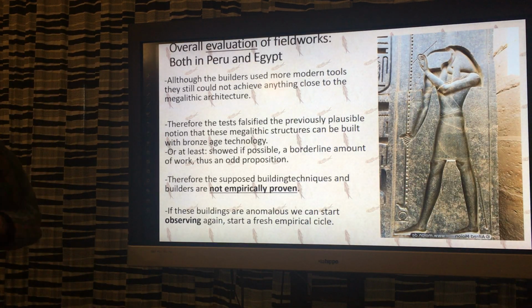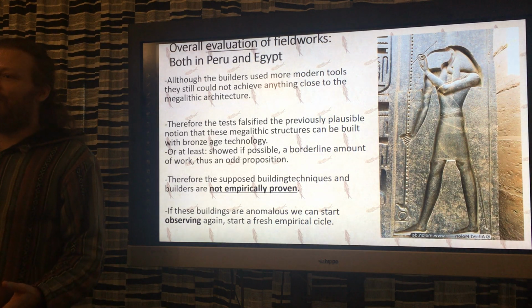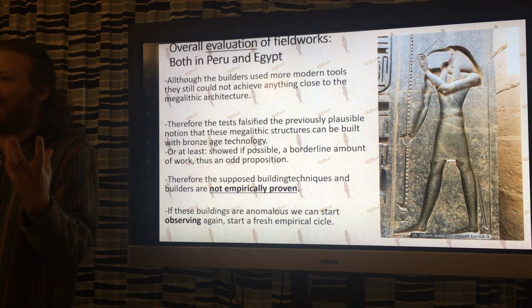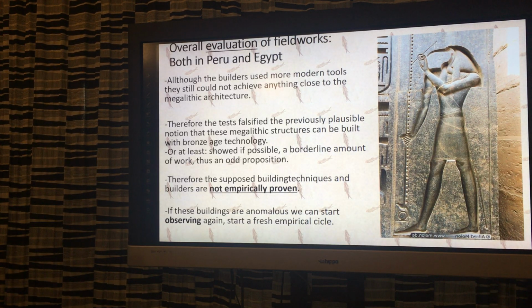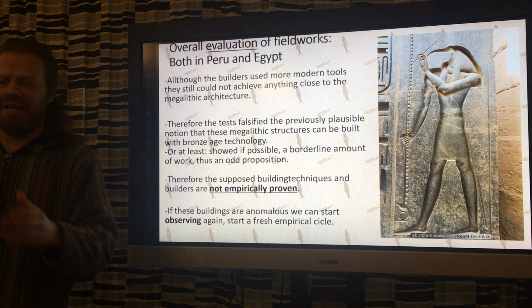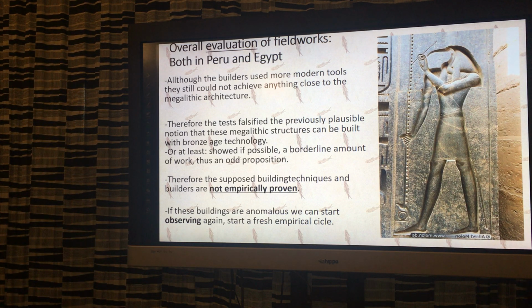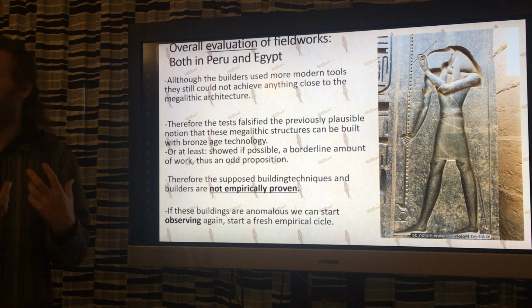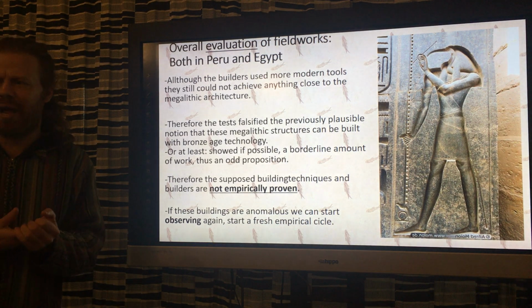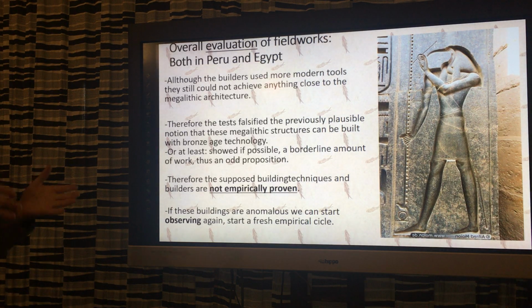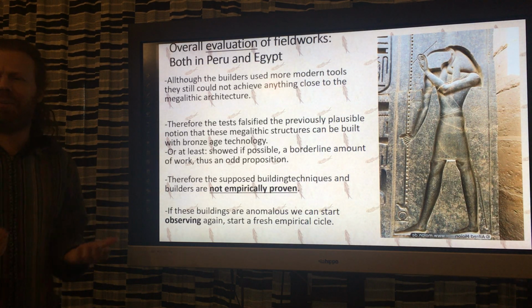So, what is the overall evaluation of both fieldworks of these megalithic structures on both sides of the Atlantic? Although the builders in the fieldwork used more modern tools, they still could not achieve anything close to the megalithic architecture, not in size and not in precision. And I think therefore the test falsified the previously plausible notion, because when you think of it, maybe it's possible to build a pyramid with ramps in 10 years. But when you do the fieldwork, major implications become apparent.